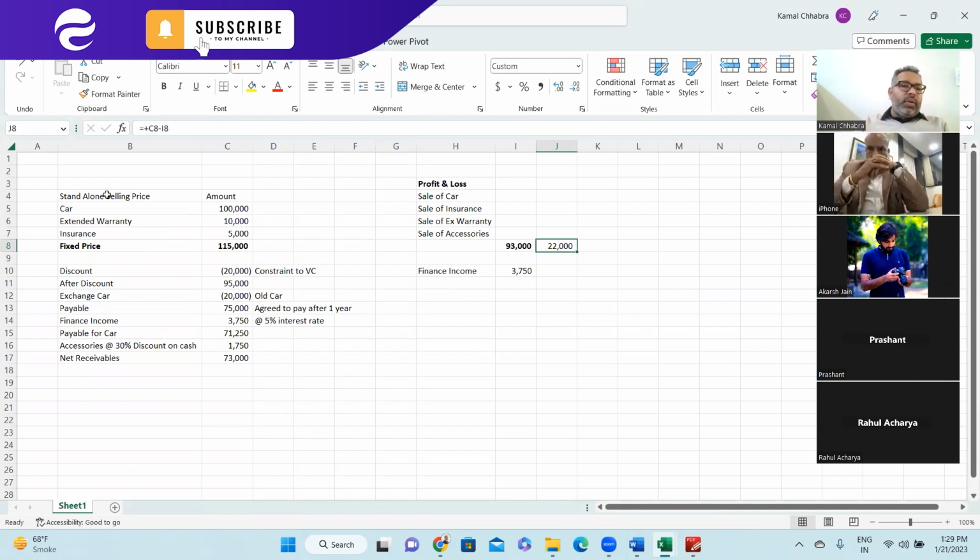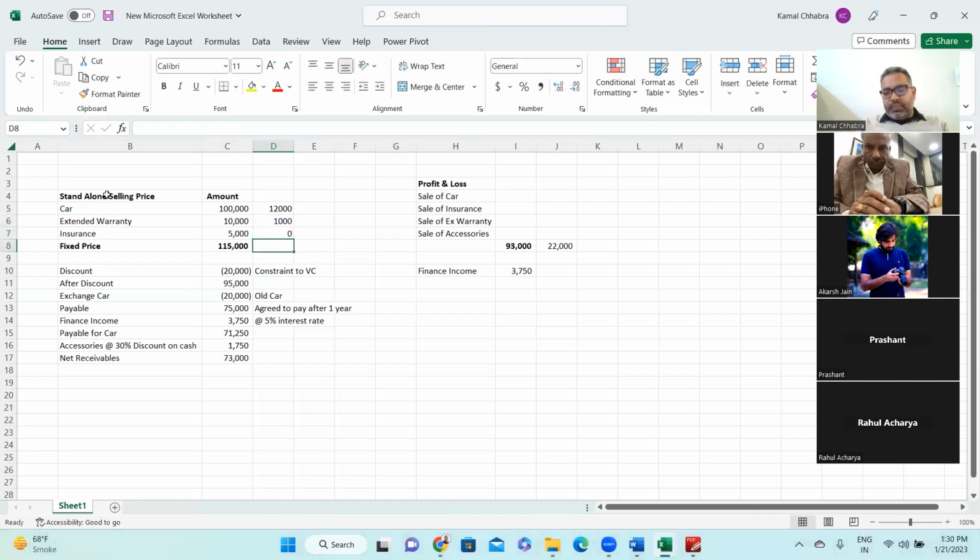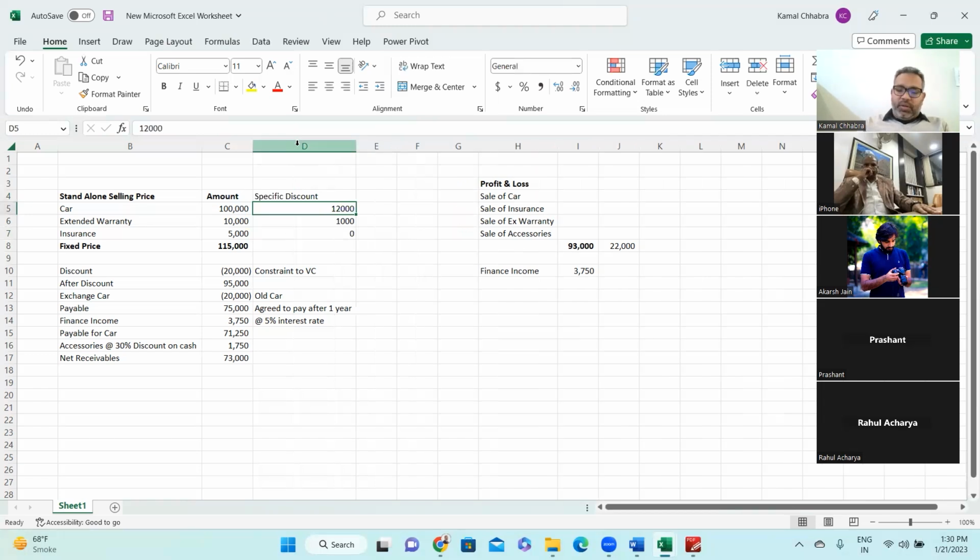So let's assume if somebody does not buy extended warranty or insurance, and somebody buys only the car, right? Normally when somebody buys only the car, you give $12,000 discount to them, right? If somebody buys extended warranty, you give 10% discount, $1,000. If somebody buys insurance, you give no discount, right? So first is specific discount that you need to reduce.